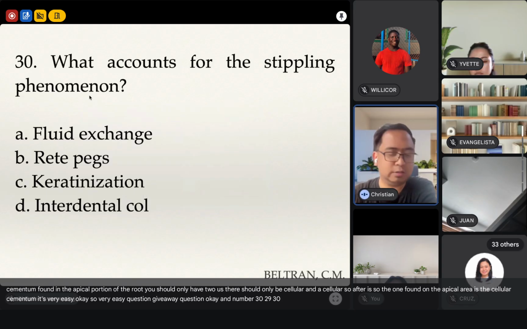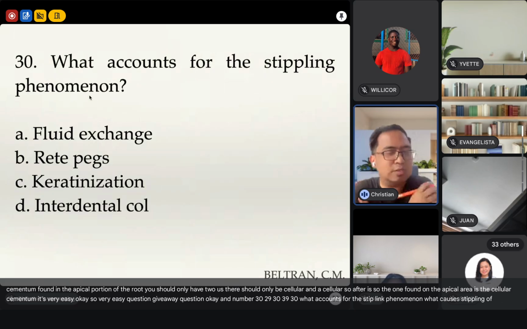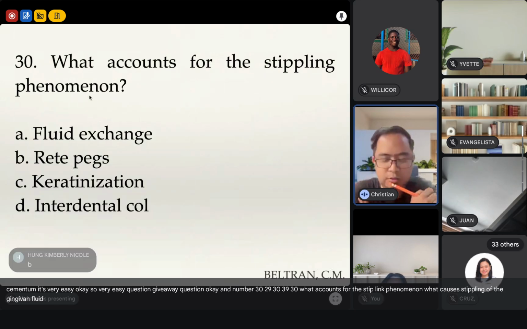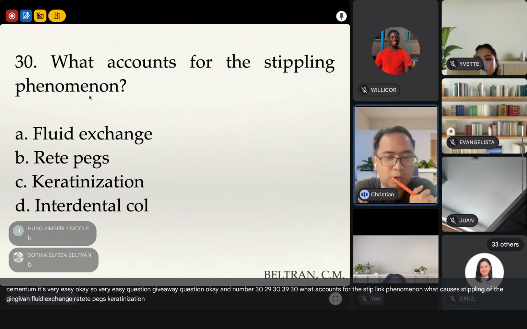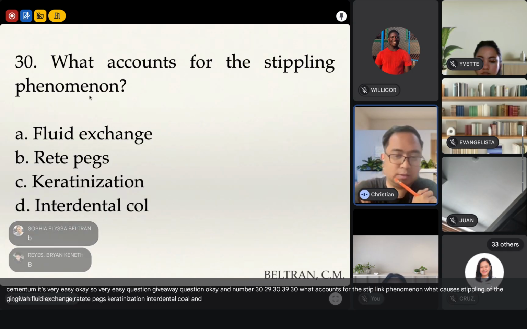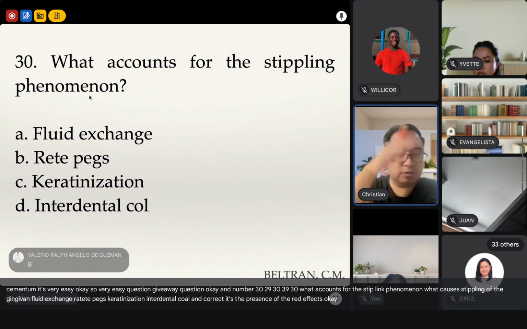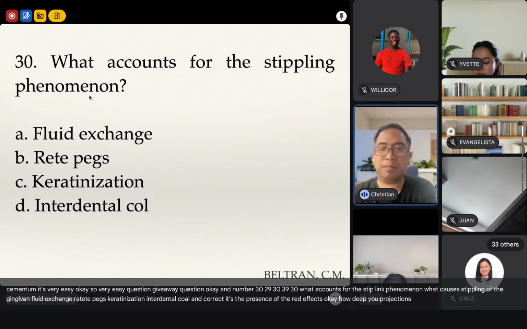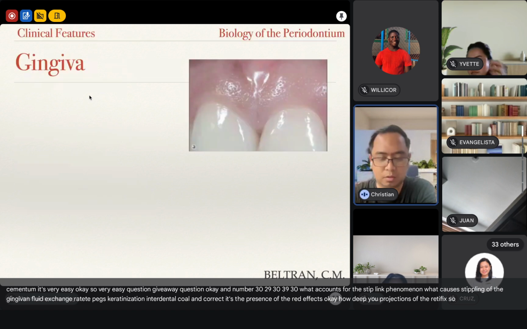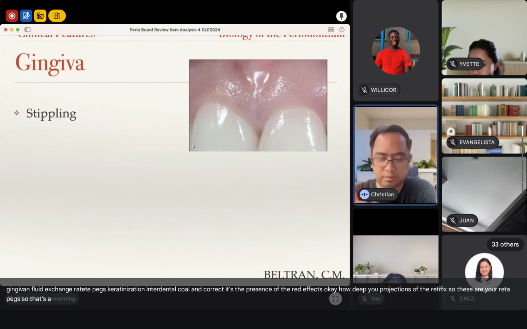30. What accounts for the stippling phenomenon? What causes stippling of the gingiva? Fluid exchange, retipegs, keratinization, interdental col. And correct. It's the presence of the retipegs. Okay? How deep yung projections of the retipegs. So these are your retipegs. So that's a stippling. Okay?